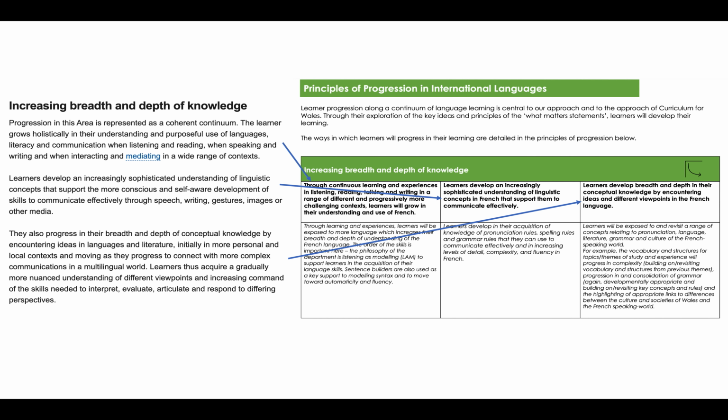For example, for the principle of progression increasing breadth and depth of knowledge, this international language curriculum example has identified that for learners to progress in this principle, they will need to have learning and experiences in progressively more challenging contexts, will need to develop increasing sophistication in their understanding of linguistic concepts to support communication, and would also need to develop breadth and depth in their conceptual knowledge in international languages by experiencing a range of different ideas and viewpoints in the target language. These have been explained further in how they relate specifically to the study of French.